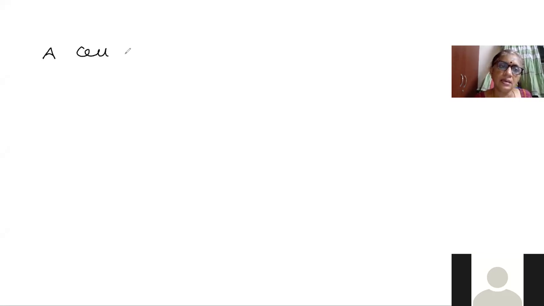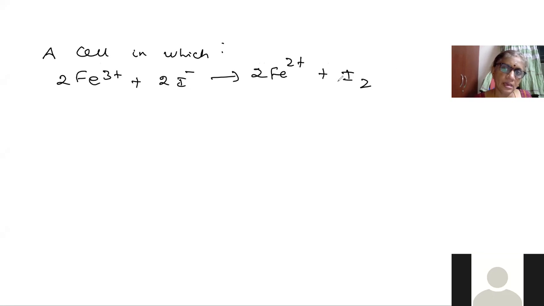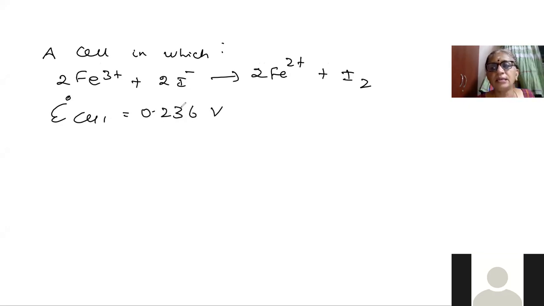...is a cell in which the following reaction occurs: 2Fe3+ + 2I- gives 2Fe2+ + I2. It has an E0 cell of 0.236 volts. In the last case they gave the E0 of a particular electrode. Here they have given E0 cell itself, for the cell reaction itself, at 298 Kelvin.